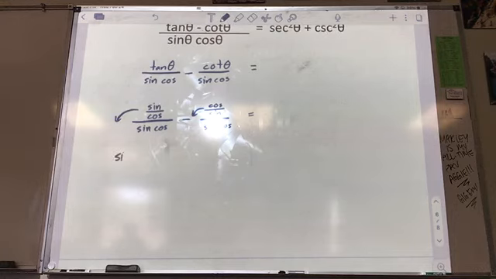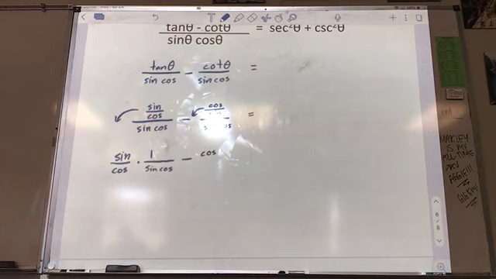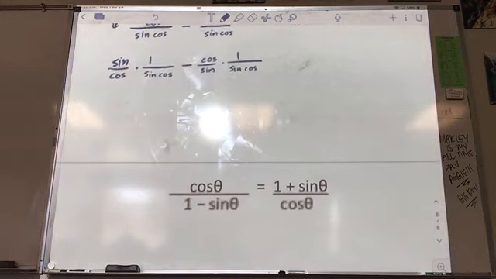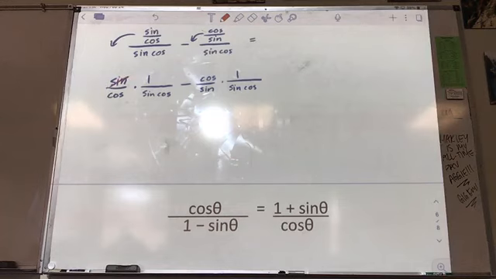So sine over cosine multiplied by 1 over sine cosine, minus cosine over sine multiplied by 1 over sine cosine. And we can cancel some stuff out. What can we cancel out? Well, we've got a sine on the top and a sine on the bottom. We've got a cosine on the top and a cosine on the bottom.